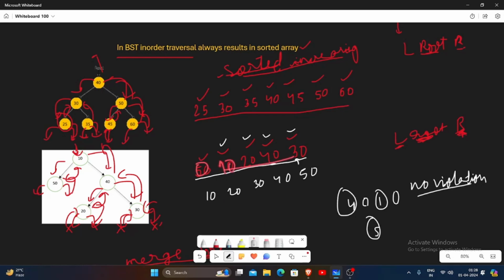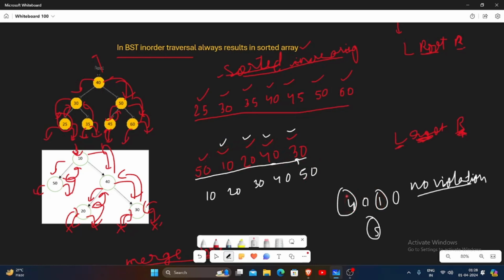10 is causing a violation with 50, but since the 50, 10 pair is already included, we are not counting it again. On the right, 10 is not causing any violation. 20 also has a violation with 50, but since the 50, 20 pair is already calculated, and 20, 40, 30 is fine. For 40, 40, 50 is a violation, but since the 50, 40 pair is already calculated. 40, 30 is a violation, so 1. And for 30, there are no elements. 50, 30 is a violation, but it is already included.